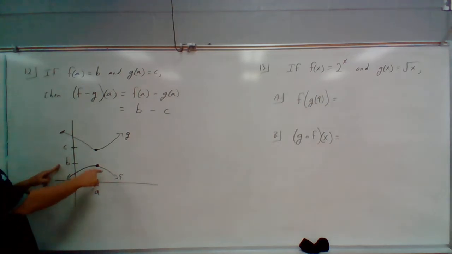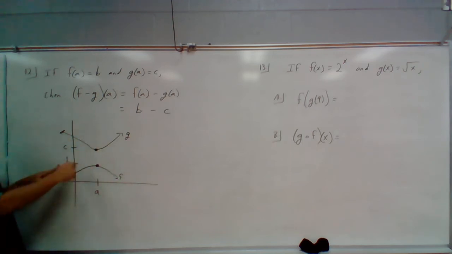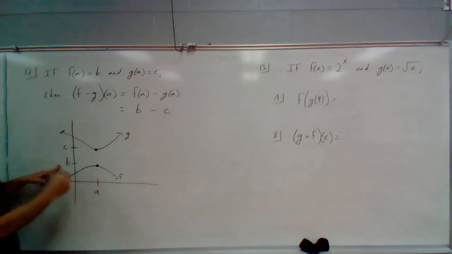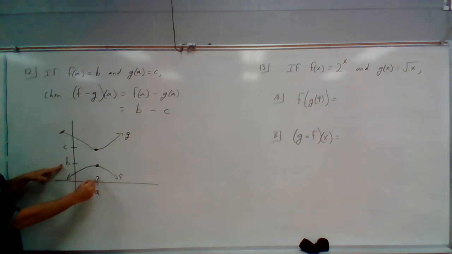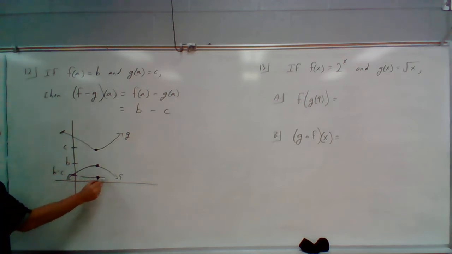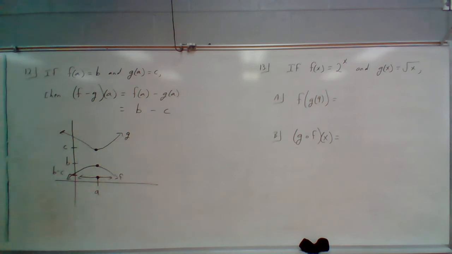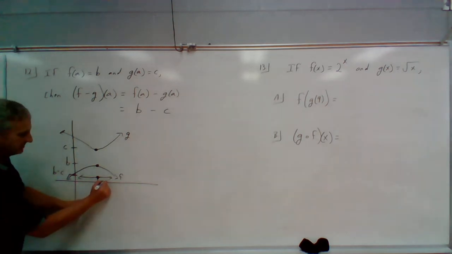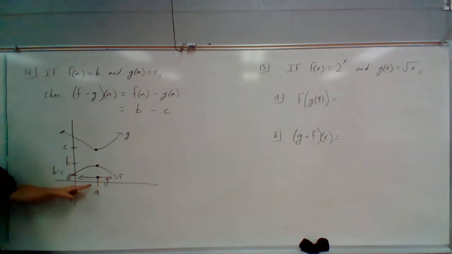So then if I do F of A, which is B, minus G of A, which is C, I'm going to get another point down here for my G function, which is B minus C. So maybe it's down here somewhere. Okay, so here's my point, B minus C. And I don't know what the G function would look like. It would probably be something about like that. But I know that if I plug A into this G function, I'll get B minus C.